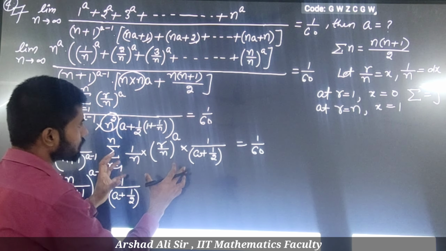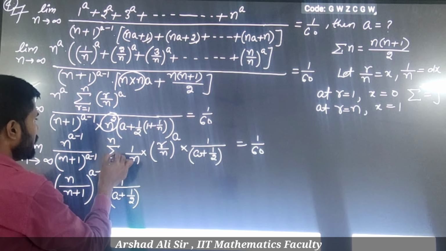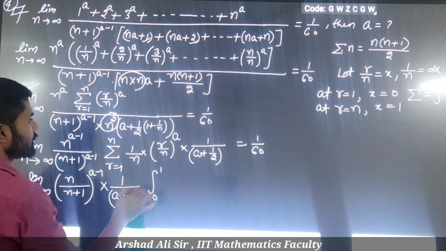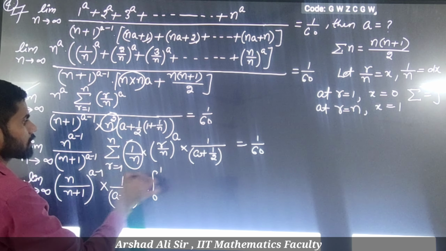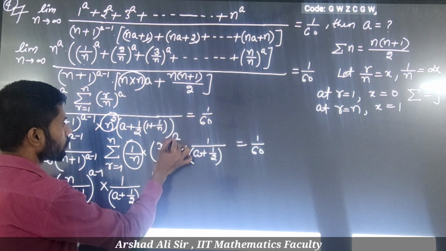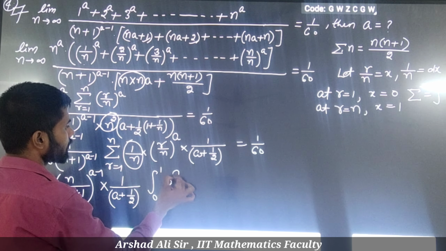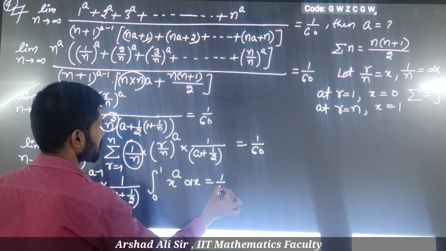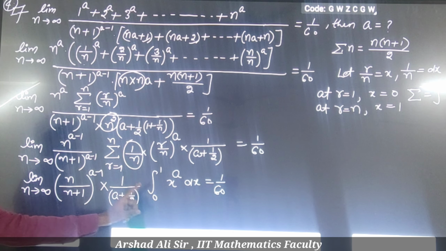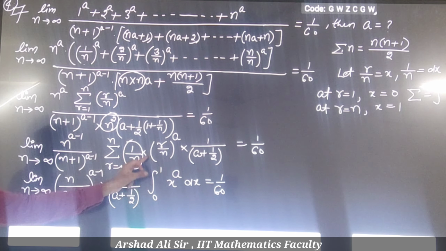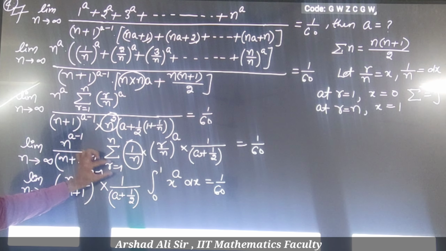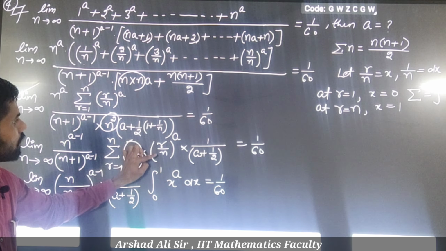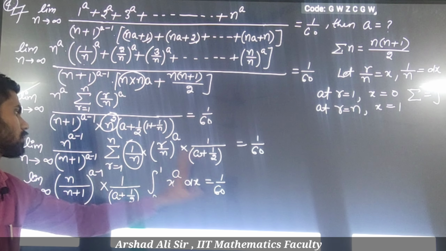Now we can change this term into the form of integration. Instead of the summation sign we can write integration, lower limit 0, upper limit 1. Instead of 1 by n we can write dx. Now r by n whole power a means x to the power a, and dx is equal to 1 by 60. Okay, it is the most important step. Instead of the summation sign we are writing integration, instead of limits of r we are writing limits of x, and x to the power a, where x means r by n, and we have been given it is equal to 1 by 60.